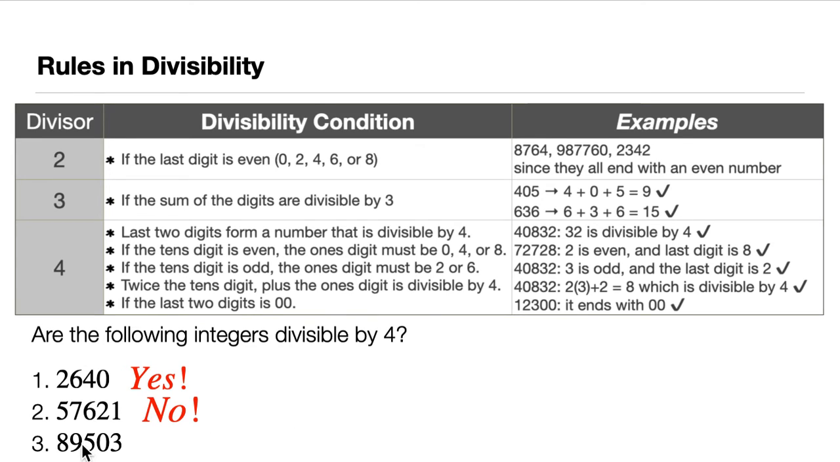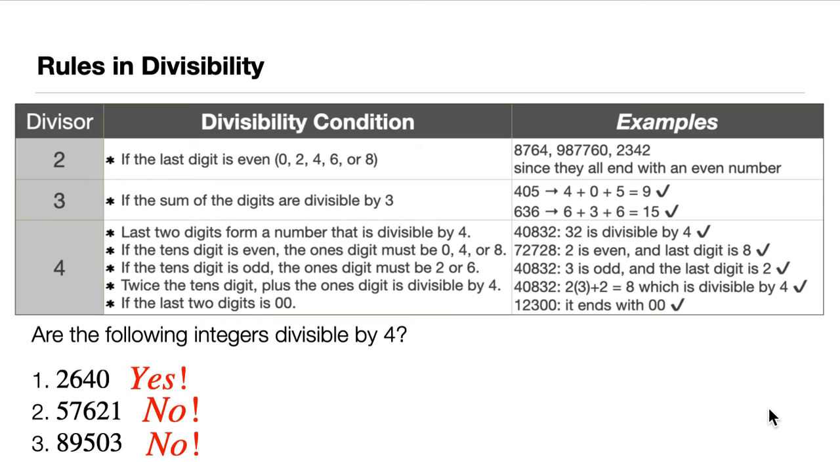And number 3, 89,503, is this divisible by 4? Just look at the last two numbers, 0, 3. So it is not. And we can again follow the same rules here. For example, the tens digit is 0, so that's even. But the ones digit is 3, so the number is not divisible by 4.